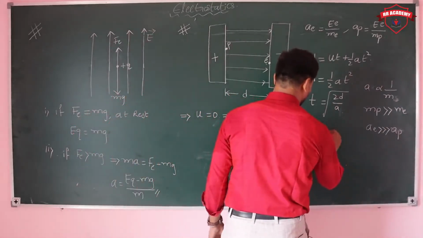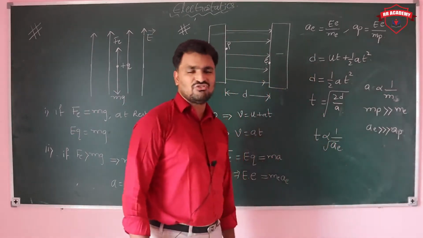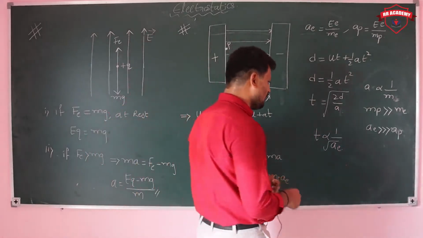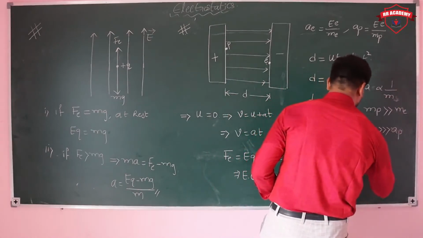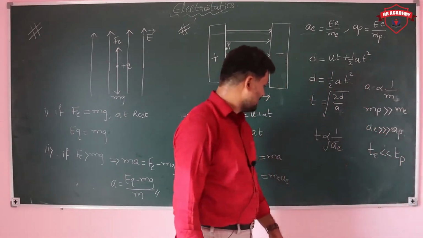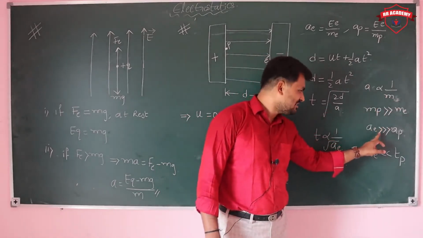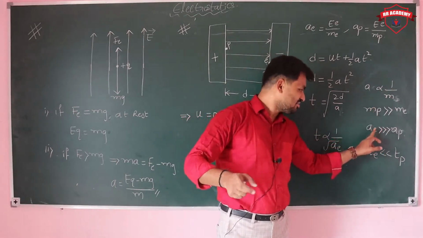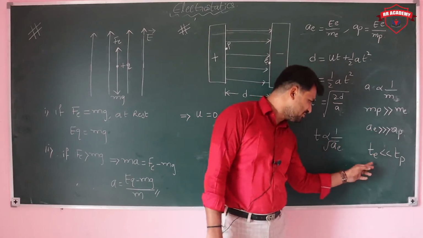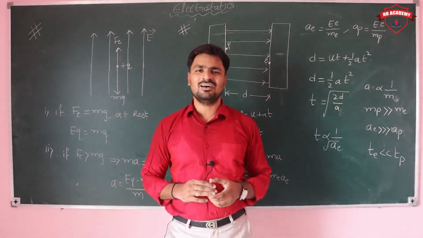So here time is inversely proportional to the square root of acceleration. The one with more acceleration takes less time. The time taken by the electron is less than the time taken by the proton. Mass of the proton is greater, so the acceleration of the electron is greater, and that is why it takes less time. Among electron and proton, the electron reaches the plate first.